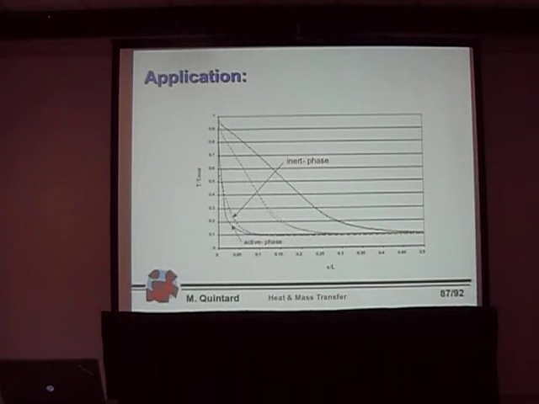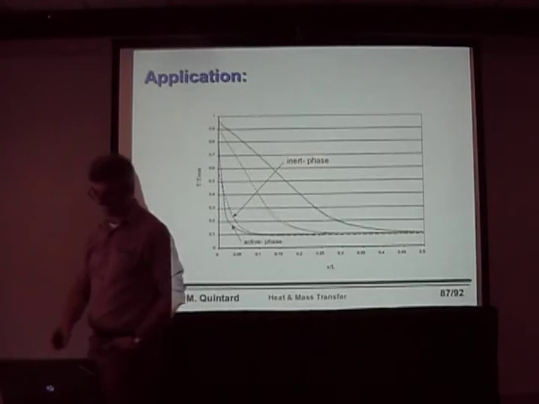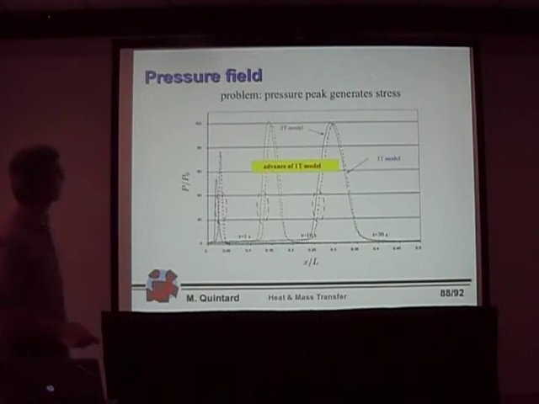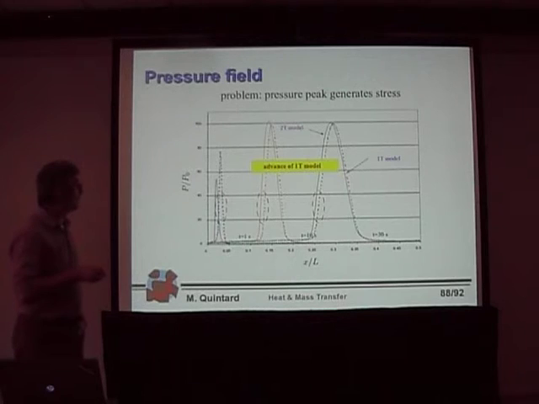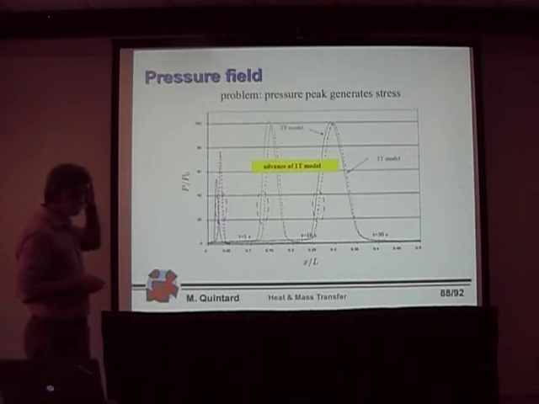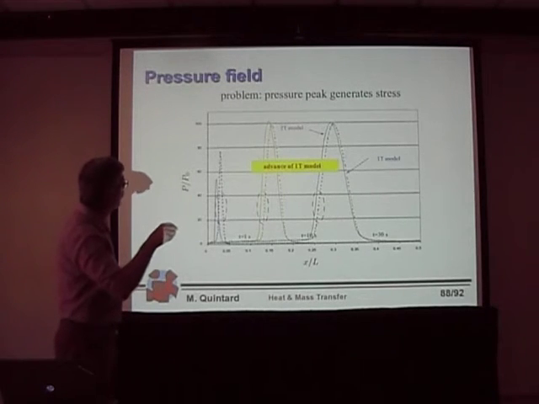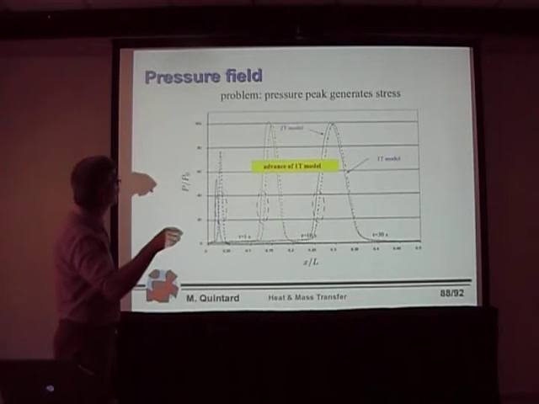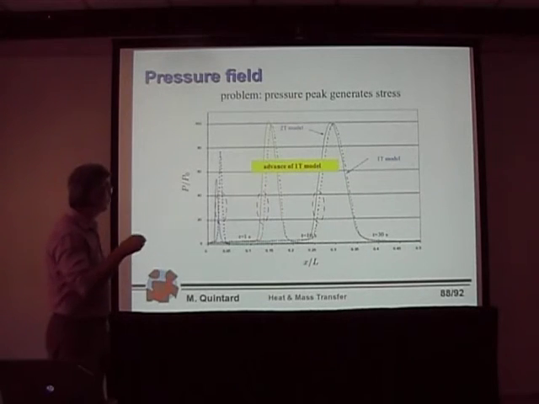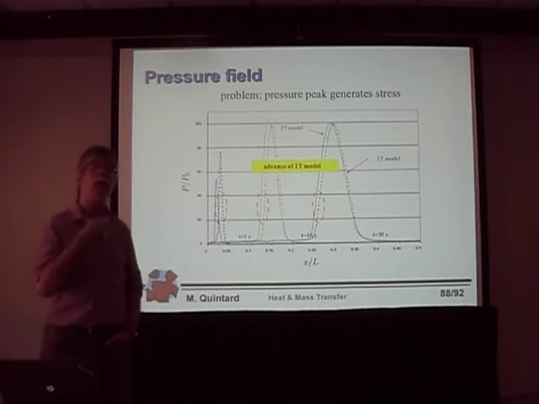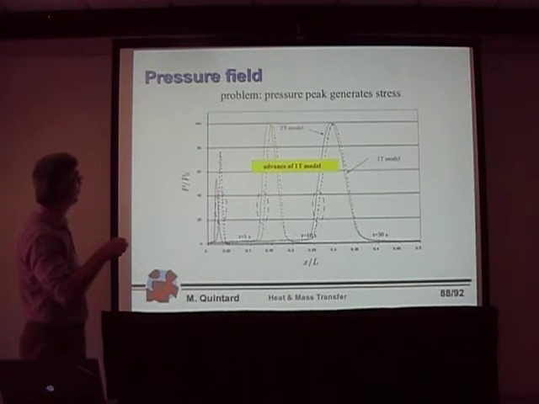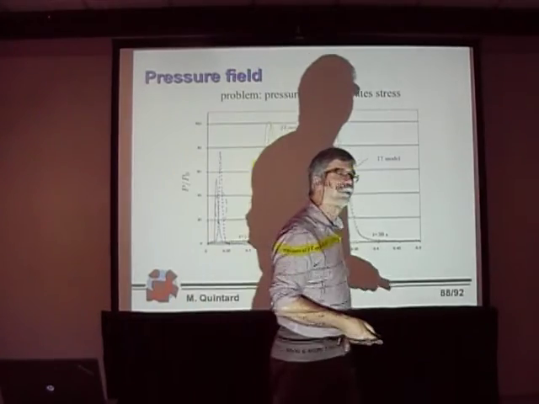Well, let's look at the pressure rise in the system. The pressure rise in the system actually will depend on the thermal model you use. If you have an equilibrium model, the discontinuous lines are the prediction of the pressure field in the system, and the continuous line is the prediction of the non-equilibrium model. And you see there is some difference. And here, these are dimensionless pressures.